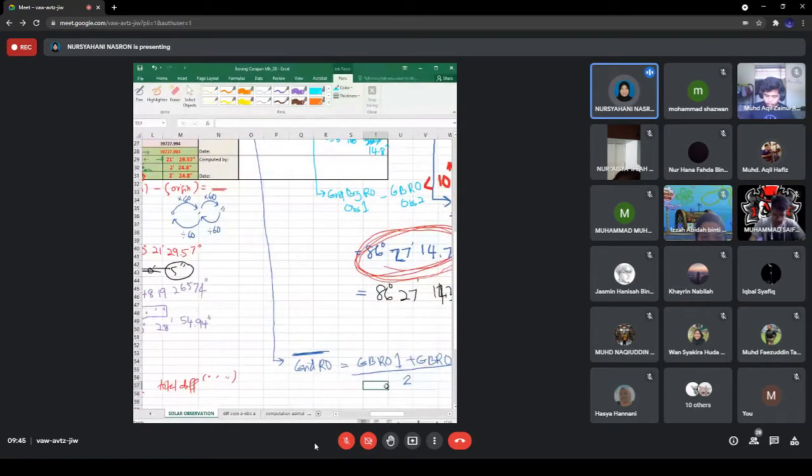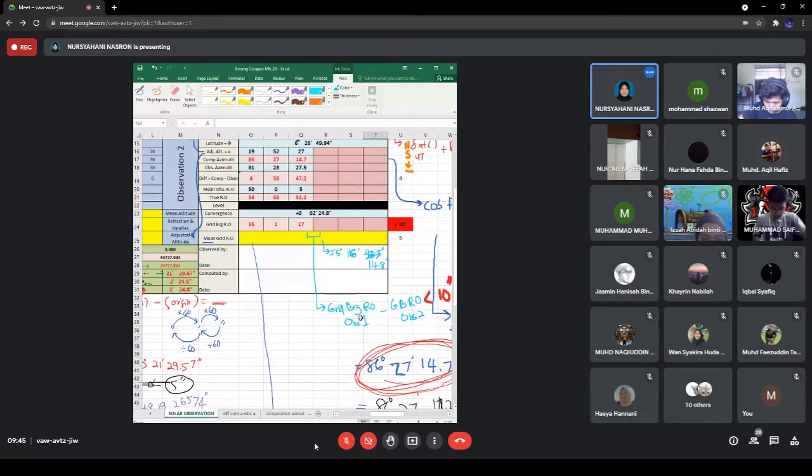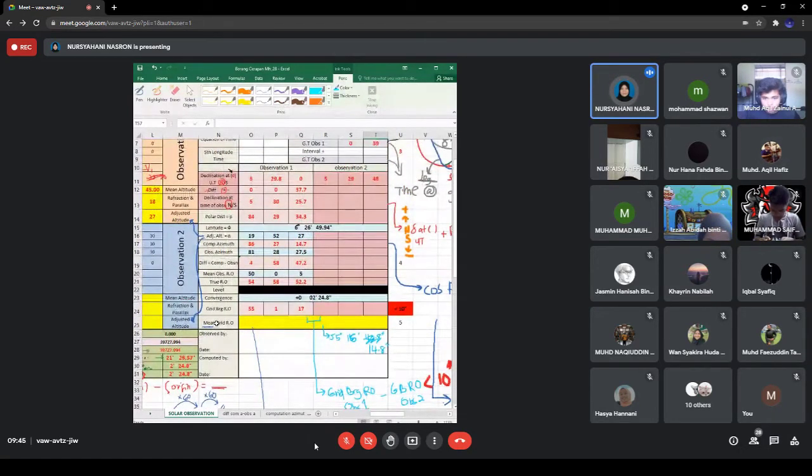Kalau kiraan purata macam mana? Purata ataupun average macam mana? Kita total, and then kita divide by bilangan dia, number of observation. Okay, semua faham. Thank you, madam. Okay, that's why saya kata kadang-kadang tak adalah.